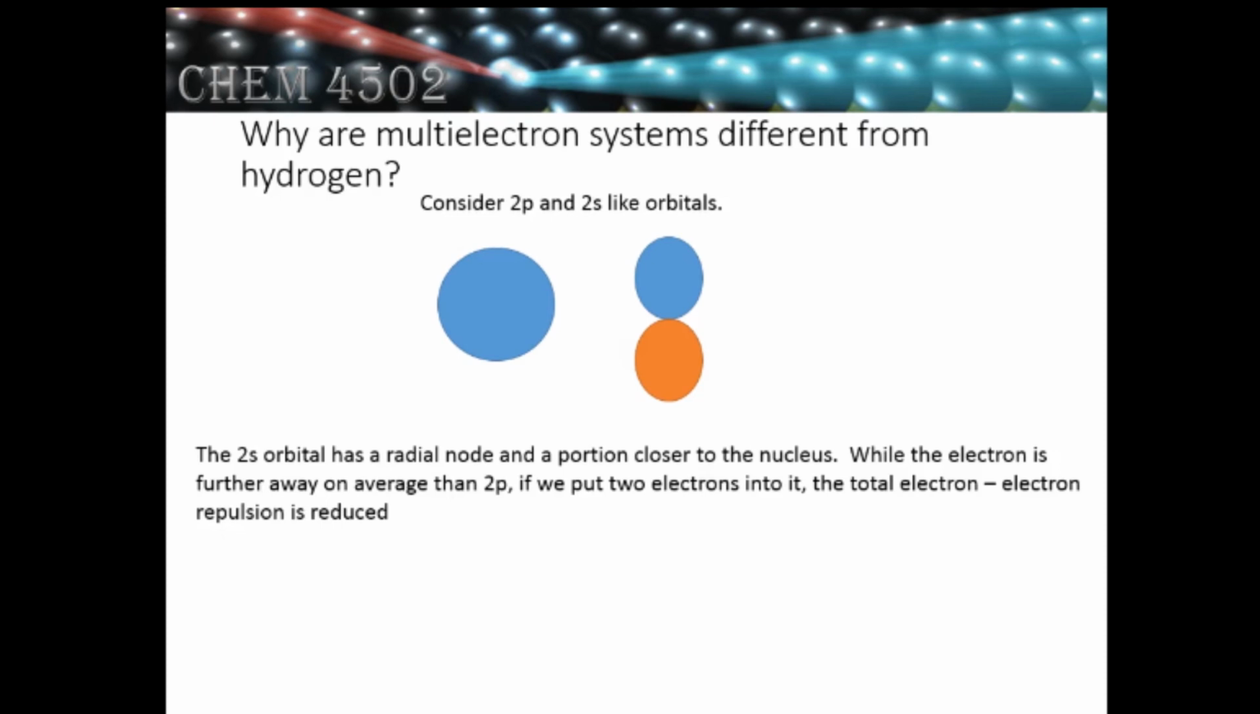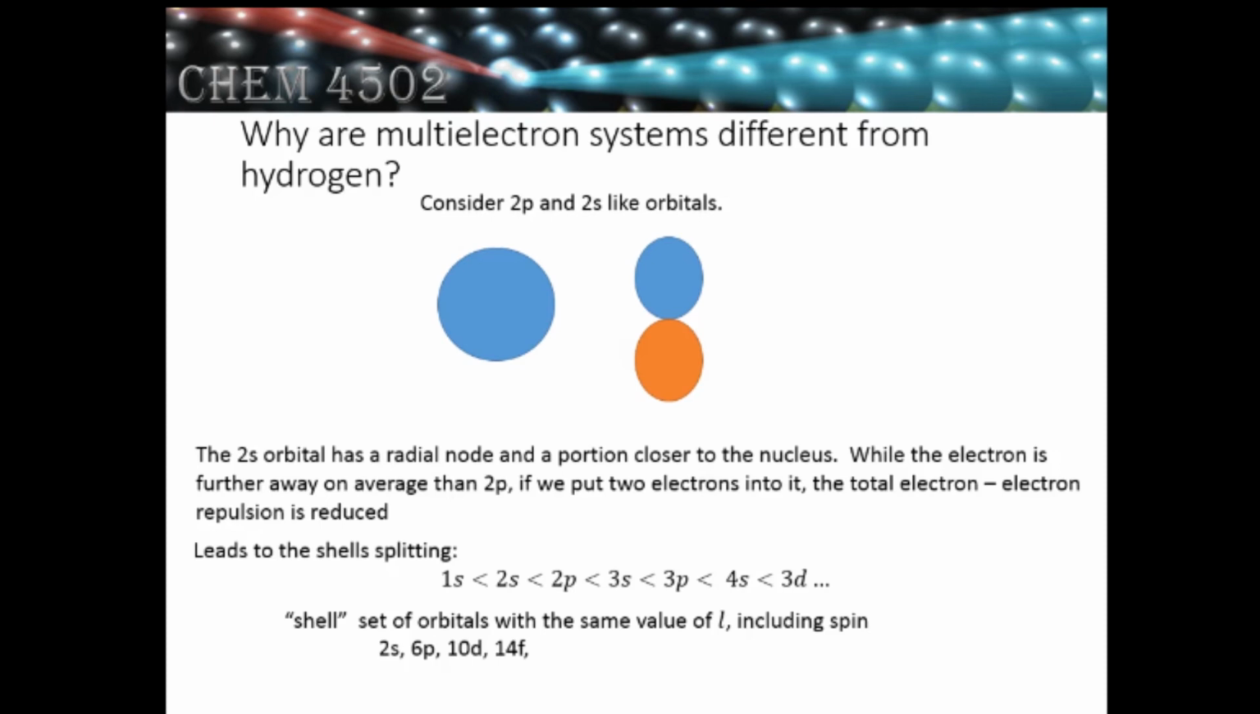And remember, for the 2s orbital, on average the electrons were further away from the nucleus, but there was that little blip in the radial portion of the wave function where the electron was close to the nucleus. When we throw in electron-electron repulsion, that makes the 2s orbitals lower in energy than the 2p orbitals. And this leads to the familiar shell splitting that you've seen since general chemistry.